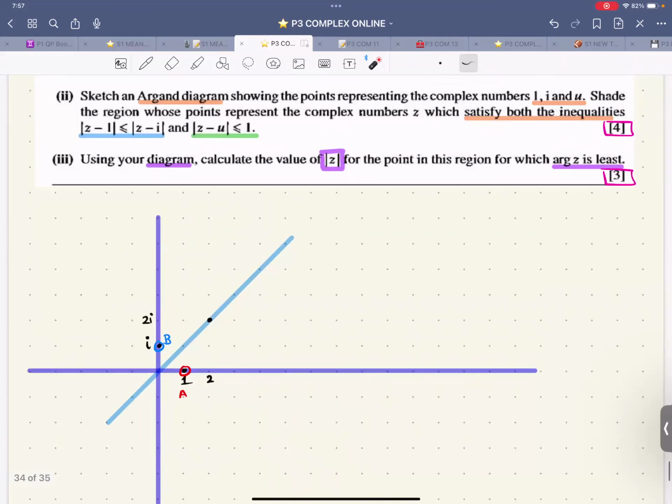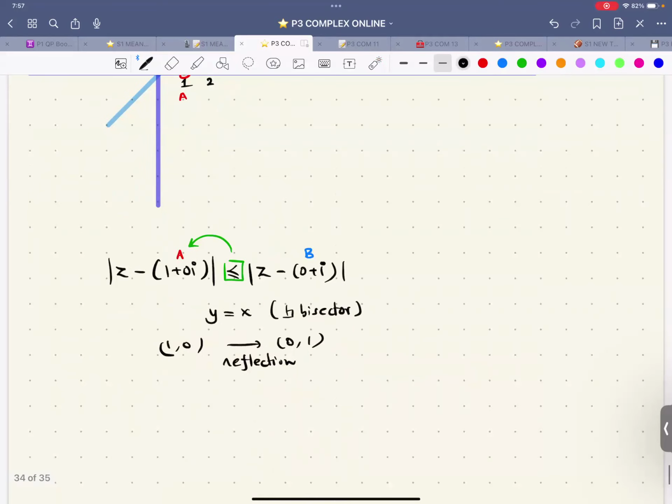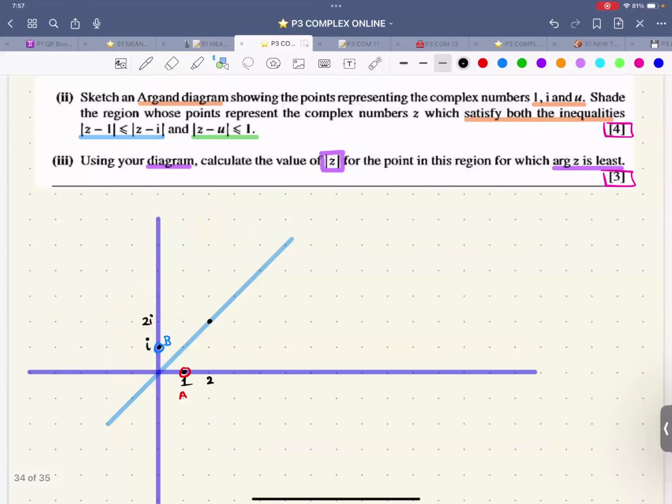The next thing: modulus of z minus u is less than or equal to 1. So they're just using u over here. Modulus of z minus (2 plus 2i), that is u, is less than or equal to 1. So draw a circle in green color in which the radius is 1 and the center is (2, 2). So I'm starting here, here, here, and here.